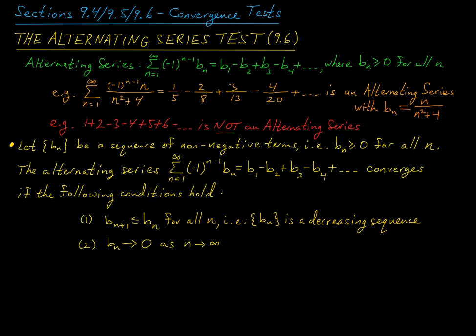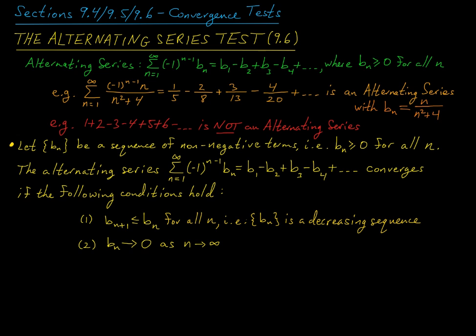All right, so now what does the alternating series test say? It says, let b sub n be a sequence of non-negative terms, so b sub n is non-negative for all n. The alternating series, which is b1 minus b2 plus b3 minus b4 and so on, converges if the following two conditions hold on this sequence b sub n. The first condition is that b sub n plus 1 must be less than or equal to b sub n for all n. In other words, the sequence b sub n is decreasing. And the second condition is that b sub n approaches 0 as n approaches infinity.